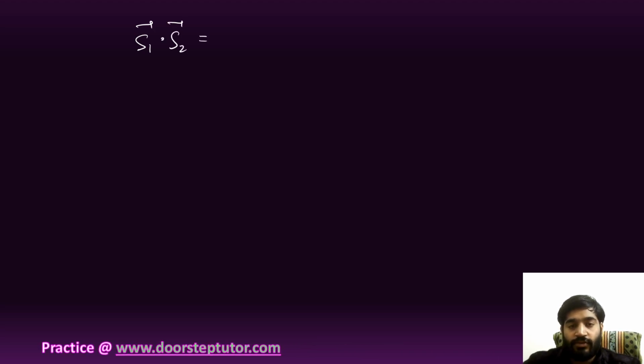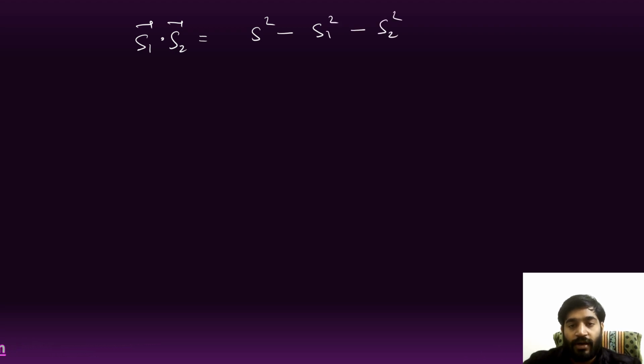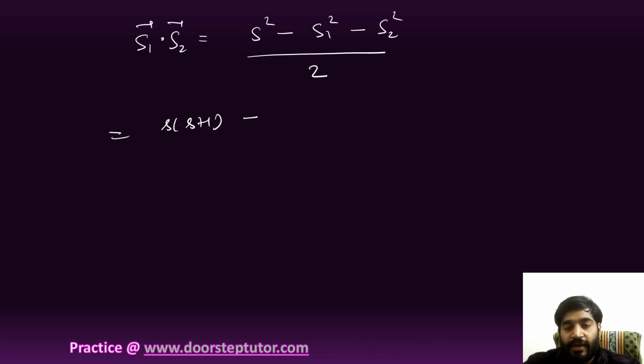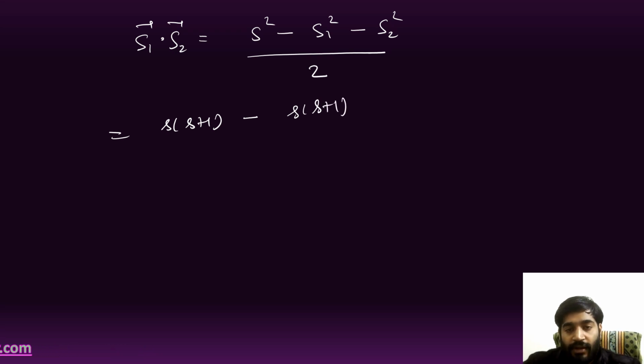So S1 vector dot S2 vector is going to be S square vector minus S1 square minus S2 square, over 2. Now what is the value of S1 S2? You know very well, S square is S times S plus 1, minus what is the value of S1 square? It is S1 into S1 plus 1. So if it is 1, then always put suffix as 1. Like this, S2 times S2 plus 1.